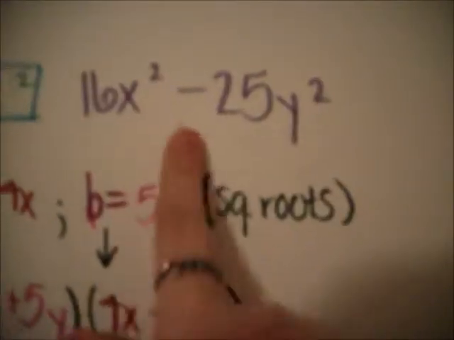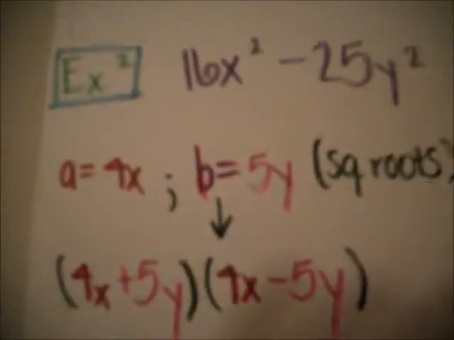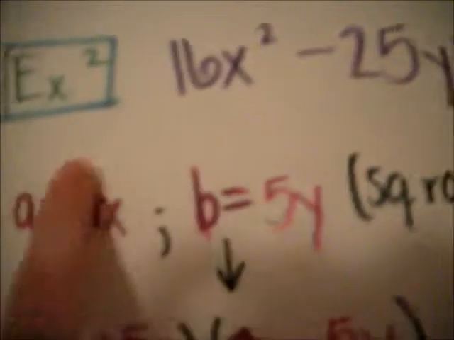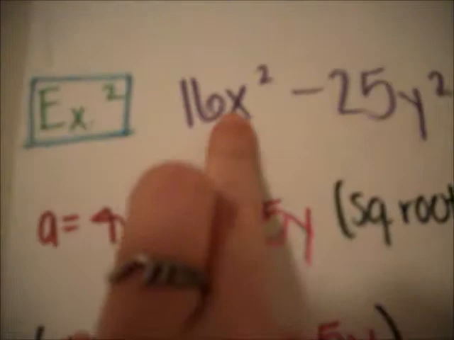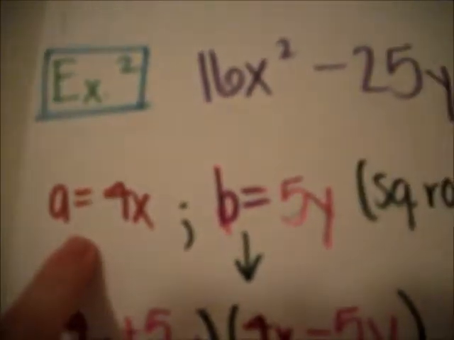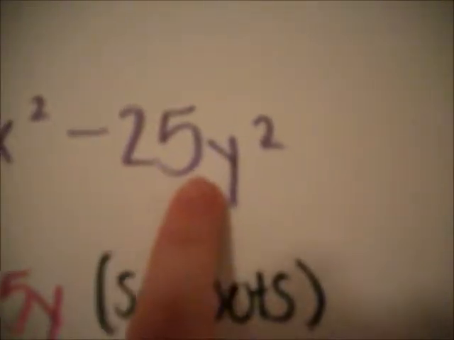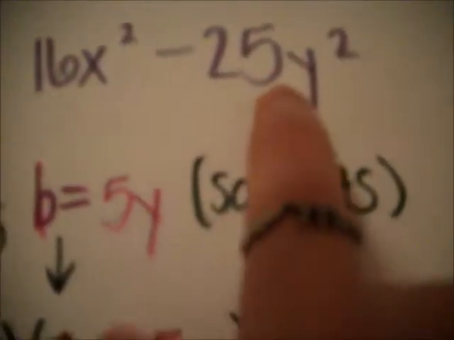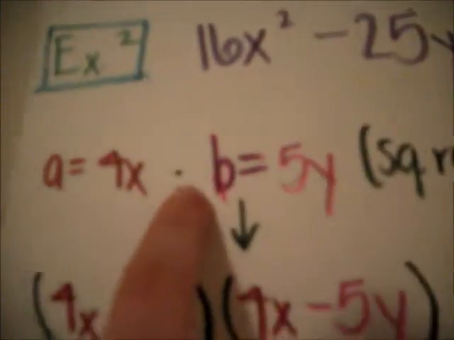We have 16x squared minus 25y squared. Now with the previous problem, we find the square roots, as you remember. So the square root of 16 would be 4, and the square root of x to the second power is solely x. First term is considered a. Okay. Now the second is the square root of 25 is 5, and y to the second power is solely y. Now this second term is considered b.